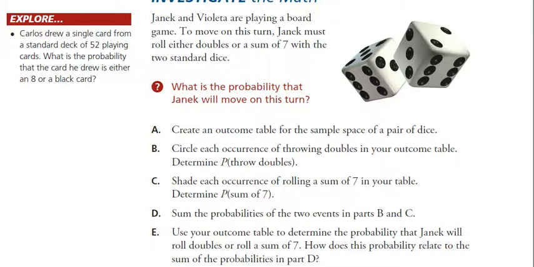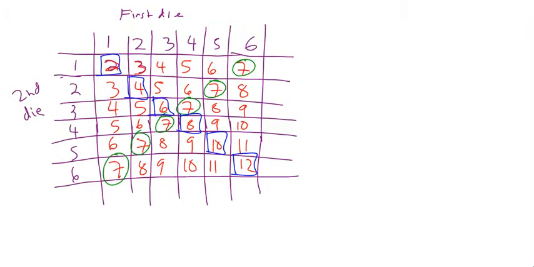So circle each occurrence of throwing doubles. Shade. I'm not shading. We're not going to shade. I circled the 7s and I squared the doubles. Sum the two probabilities, right? So I want doubles or 7. From this, you could count 1, 2, 3, 4, 5, 6, 7, 8, 9, 10, 11, 12. It's 12 out of 36, or 1/3 is the probability, right?